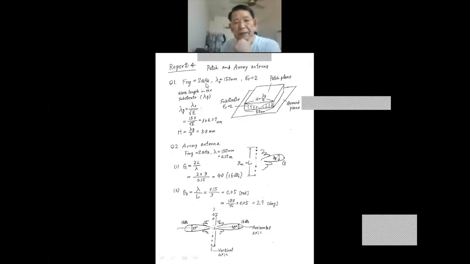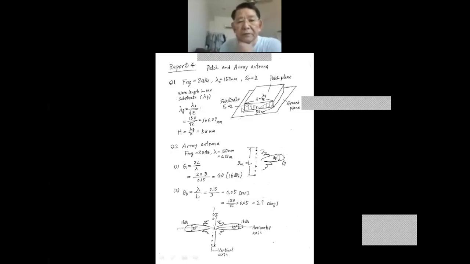At a frequency of 2 gigahertz, the wavelength in free space becomes 150 millimeter, and the epsilon of the substrate is 2. So design the patch antenna. This is question 1.